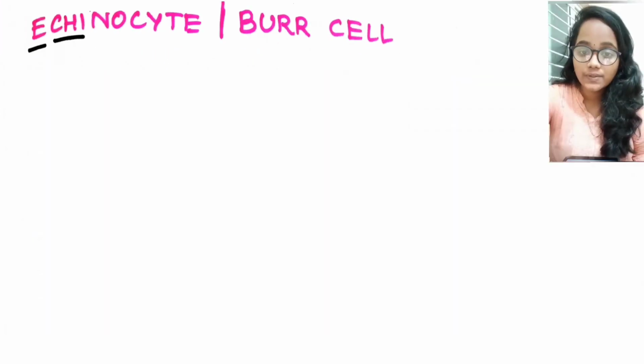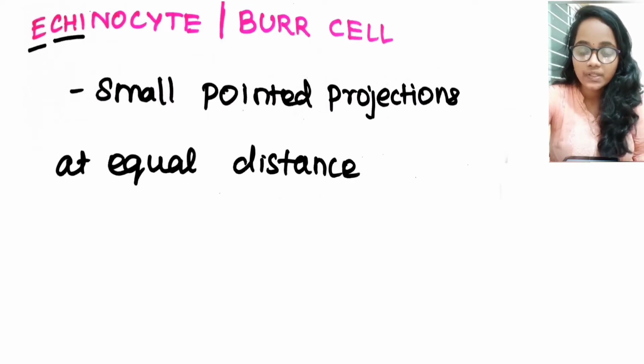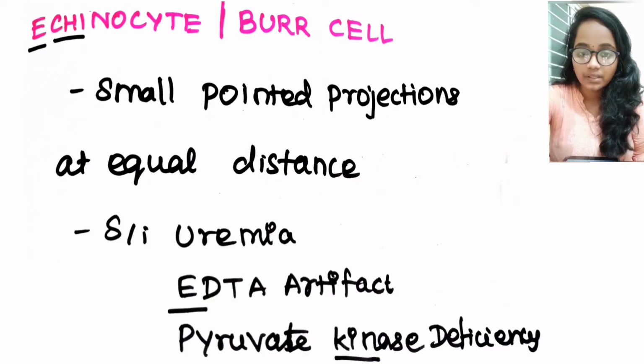Next, echinocytes are burr cells. See these cells. These RBCs have smaller projections, and each projection is at an equal distance. It is seen in uremia, and echino, E for EDTA artifact, and chyne, that is pyruvate kinase deficiency.